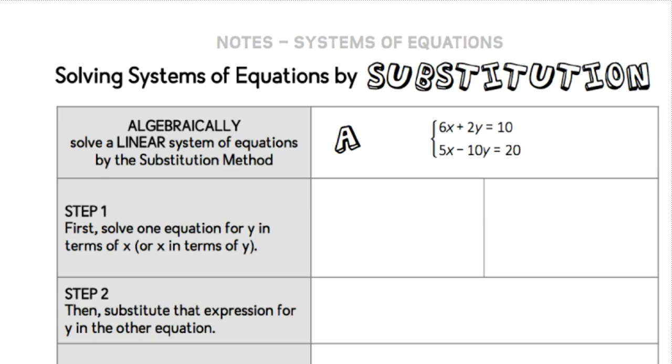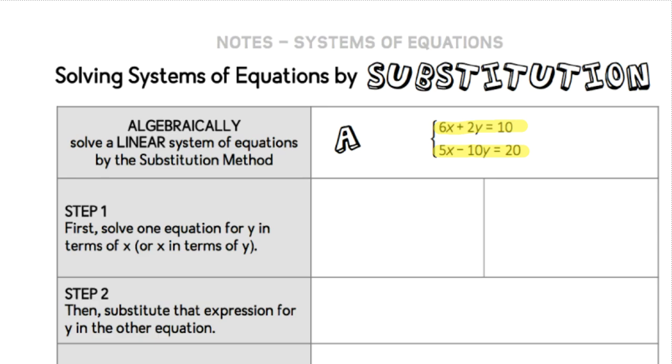Remember, the solution to a system is when the two equations that we are looking at have the same xy coordinate pair. You can see on the left-hand side, we have our steps listed out. Step one is to solve one equation for y in terms of x or x in terms of y. So we want to isolate one of the variables in one of the equations. So you'll see two boxes here. We're going to solve the first one and the second one just to give you an idea, but you only have to do one when you're solving it.